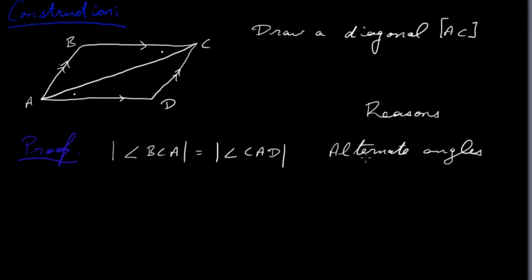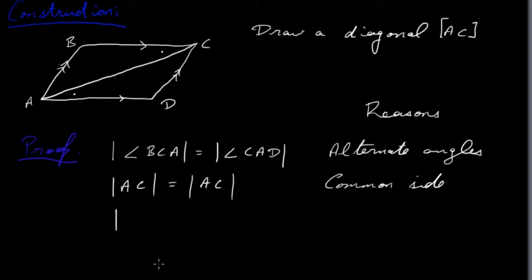You must write in the reasons every time you write down a statement. You must write in a reason. So these are alternate angles. Now we also know that AC is just simply going to be equal to AC. The distance between A and C is going to be equal to the distance between A and C, because it's a common side of this triangle and this triangle. This is a common side.